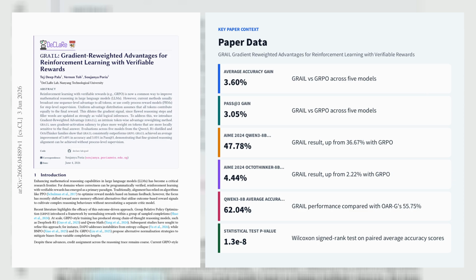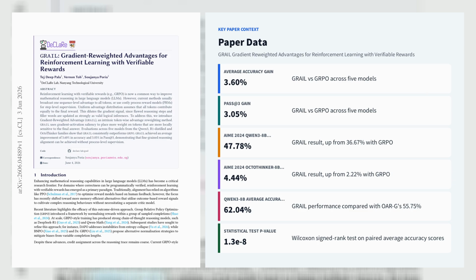GRAIL, from Declare Lab at Nanyang Technological University, is a token-wise credit assignment method for reinforcement learning with verifiable rewards that replaces GRPO's uniform sequence level advantage with gradient activation saliency. Instead of paying for a process reward model, it backpropagates the final answer loss to the input embeddings, computes a first-order saliency score per token, log scales and standardizes those scores, then clips them into a bounded reweighting scheme before the policy gradient update.